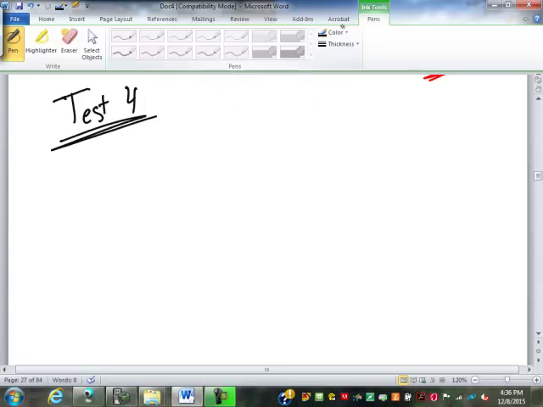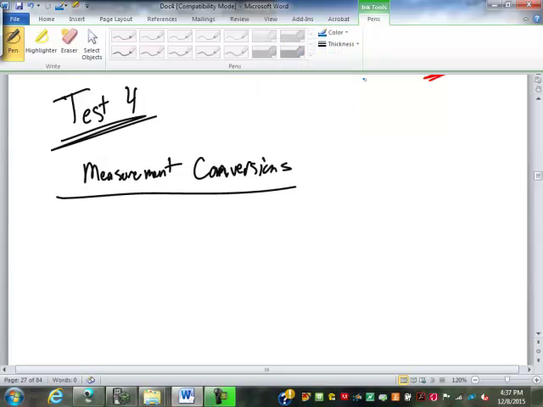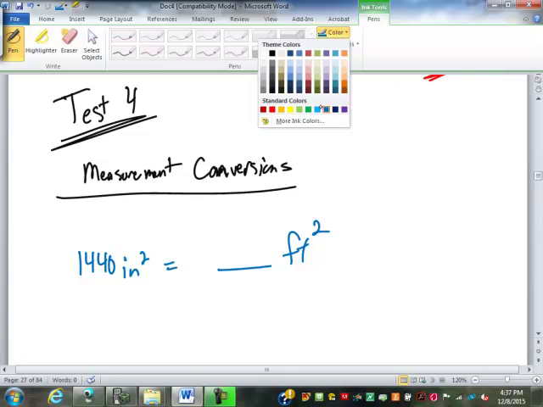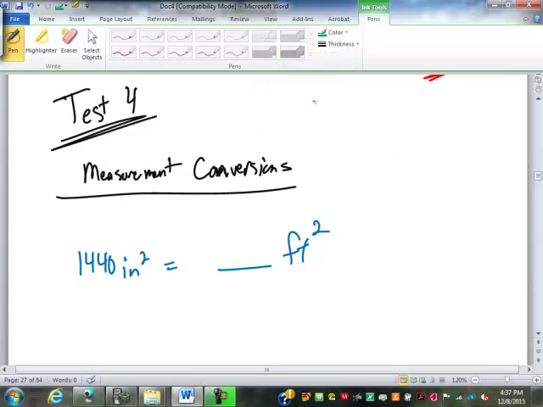So for test 4, we need to be able to do measurement conversions. Those have been a while. So let's take a look at some. For example, let's say I have 1,440 square inches and I want to convert into square feet. I put that one out here first because this is one that usually catches people.